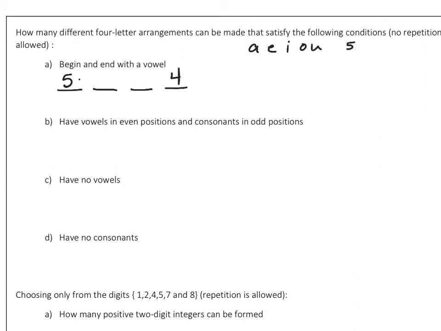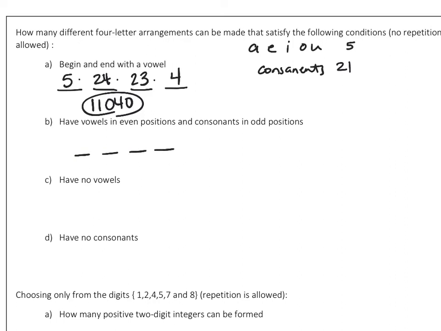Then we know that there are 26 letters in the alphabet, so 5 of them are vowels, 21 are consonants. Okay, so I'm going to have 21 choices here because it can't be a vowel. Actually, it doesn't say that it can't be a vowel, so we actually would have 24 choices there because I'd have 3 vowels left, and then the other 21, and then 23. So 5 times 24 times 23 times 4 is 11,040.